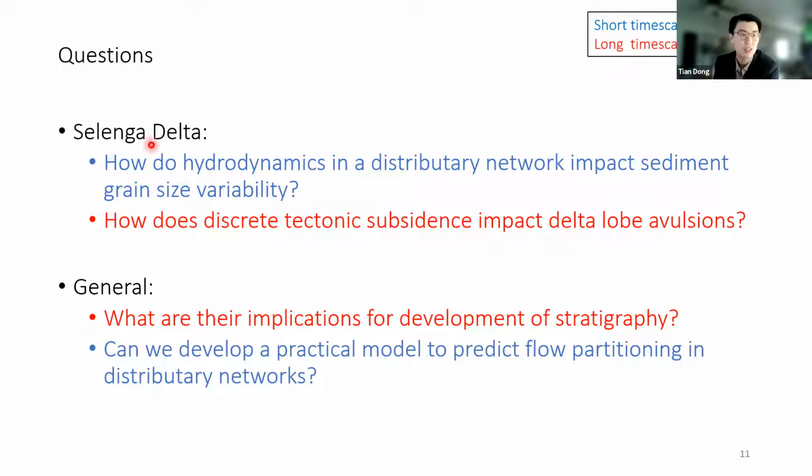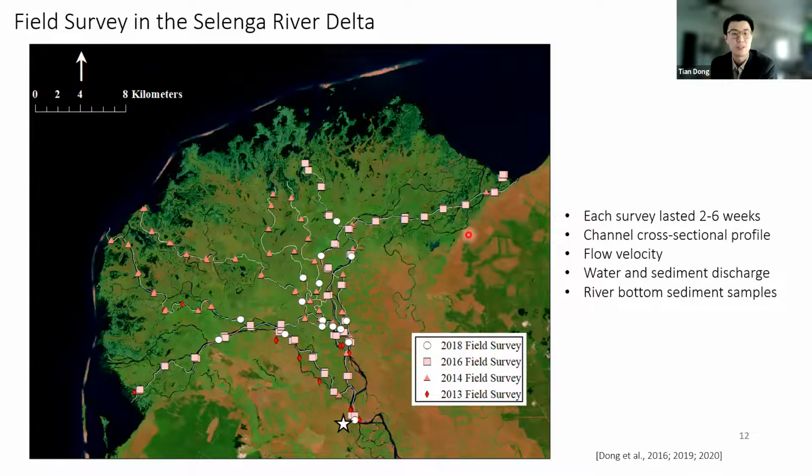So to address these questions, I have conducted field work in the Selenga Delta in the past few years. Here I'm showing a map of the Delta again, with the white lines highlighting the 7 main distributary channels. And these different symbols are our survey transects from 4 different field surveys starting in 2013. At each of the locations, I have measured channel cross-section profiles, flow velocity, water and sediment discharge, and river bottom sediment samples.